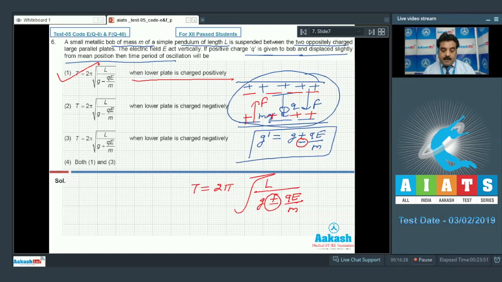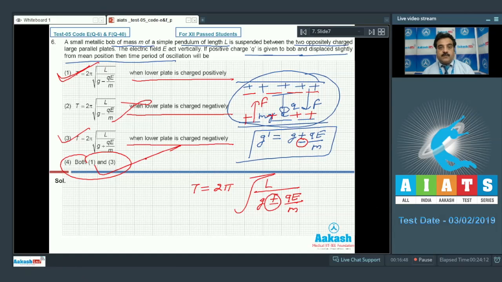Yes, this is correct. And if I go to option number 2, lower plate is charged negative, then no, this is not correct. If I go to option number 3, when the lower plate is charged negative, plus will be here. Yes, as I discussed. So 1 is correct, 3 is correct. So what will be the correct choice? Option number 4 will be the right choice, 1 and 3. So let's move on.